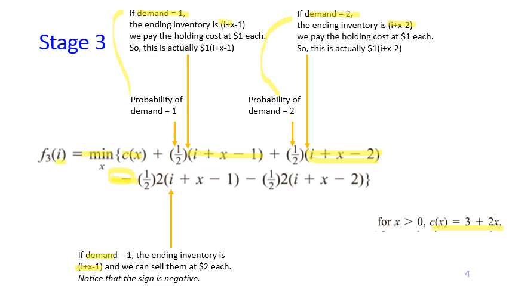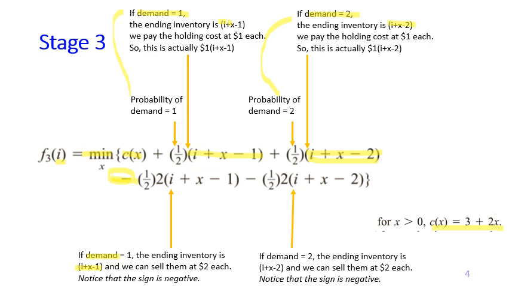So this is for the demand equals 1. If the demand equals 2, our ending inventory is I plus X minus 2, and we can sell them all at the price of $2 each. So you see here 2 times I plus X minus 2. Same as before, we need to multiply each of these terms with the event that it happens.